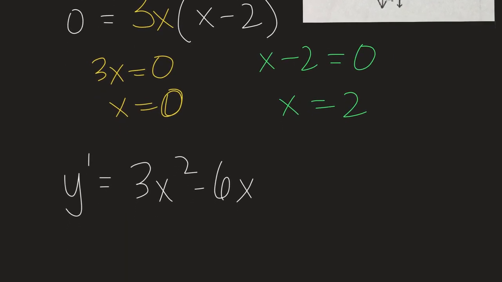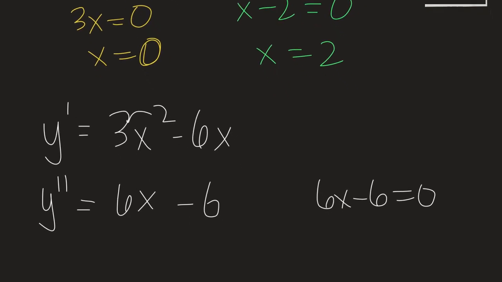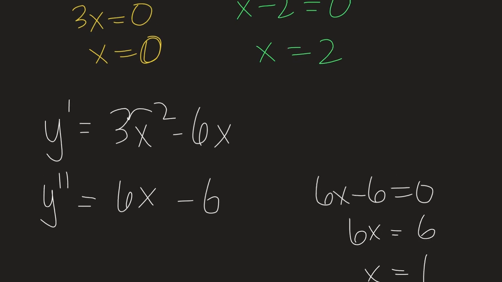Okay, so let's take the second derivative of that. So y double prime is going to be 3 times 2, which is 6x to the first power, minus 6. Okay, 6x minus 6. And if we set our second derivative equal to 0, we can find the x-coordinate that is going to be our point of inflection, or where the graph changes from concave down to concave up.